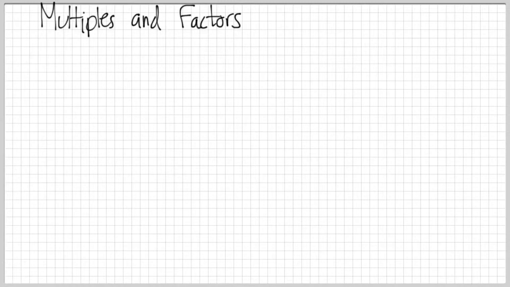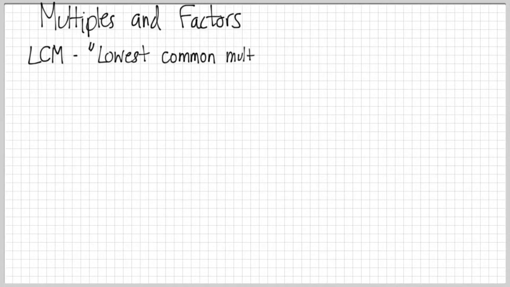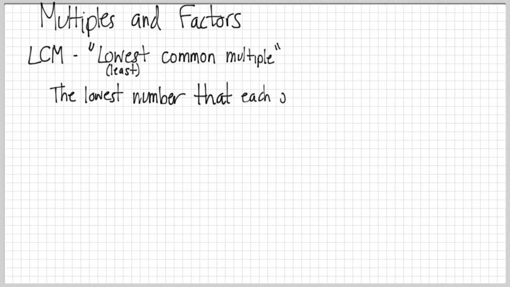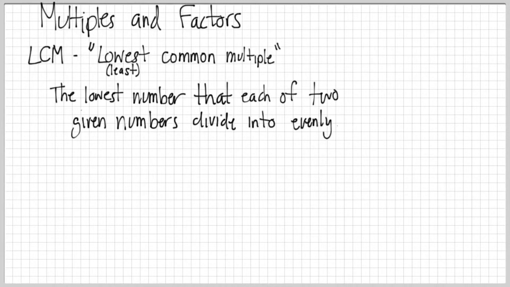So we're going to look at some special types of these, and we're going to start with what's called the LCM, or lowest common multiple. Some people use the word least common multiple, with the L. It means the same thing. The definition of an LCM is the lowest number that each of two given numbers divide into evenly. So it's one number that these two other numbers share, that's why we use the word common, and it's a multiple of each of them.